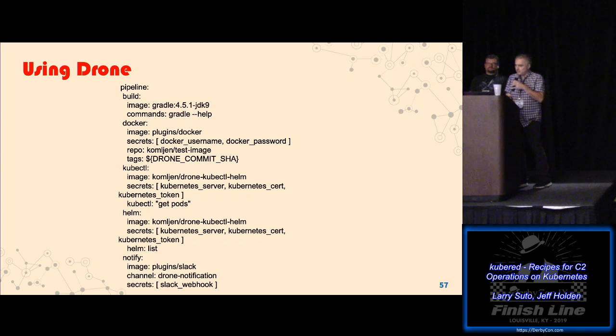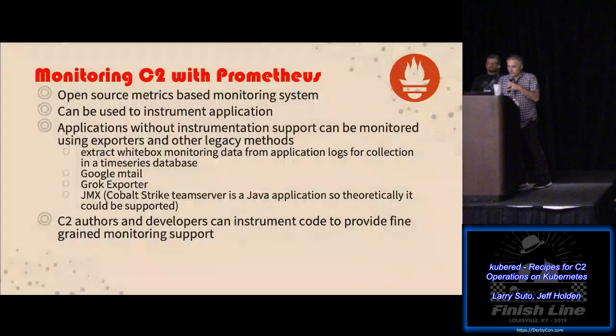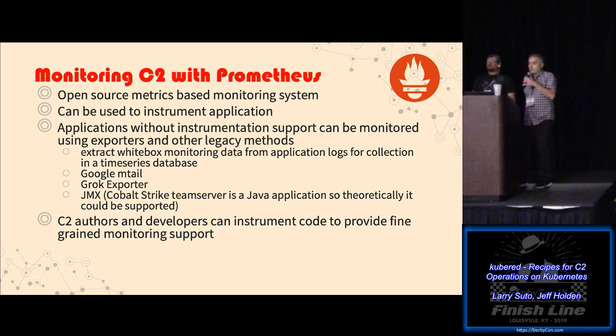And then this is a build pipeline in Drone. This actually builds a Docker image, runs a Helm chart, and deploys everything.